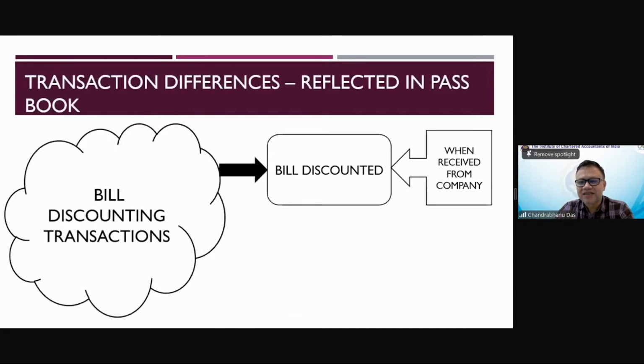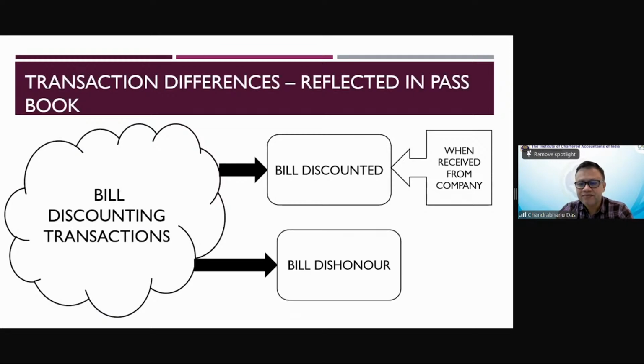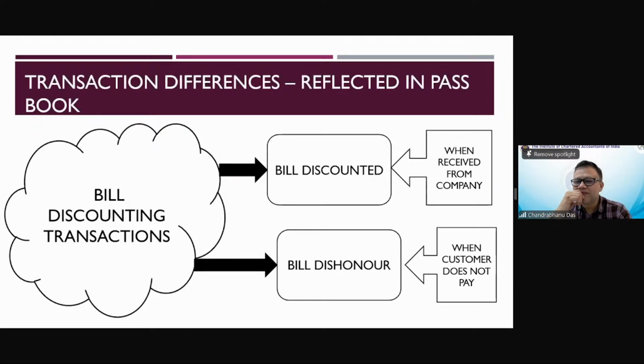So what happens? The bill is discounted when received from the company, and the bill is dishonored when the customer does not pay. Right? Now the company got money, the bill is discounted. But at the same time, a time arises when this bill is getting dishonored, because when the customer doesn't pay, the bank doesn't honor the bill. So a situation of bill dishonor arises.